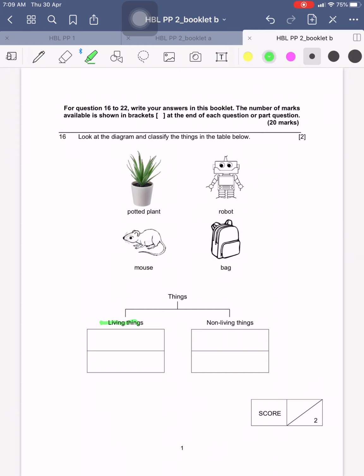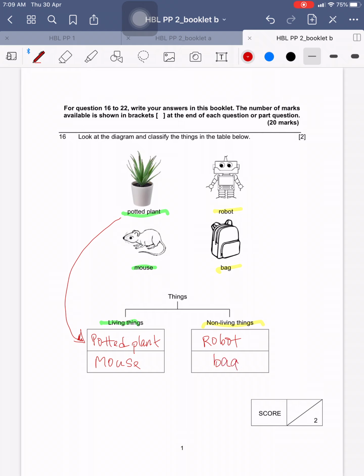So for the living things, mouse is a living thing, potted plant is a living thing. Robot and bag are non-living things, so we should put them here. So your answer will be potted plant. Now please write exactly word for word. So here will be mouse. And for non-living thing, you have robot and also the bag.